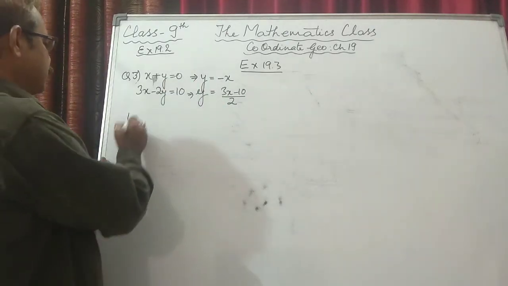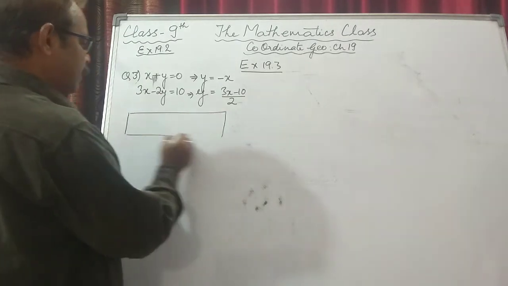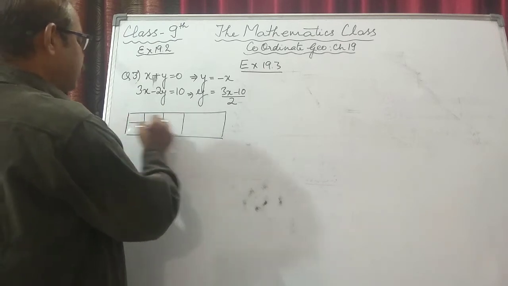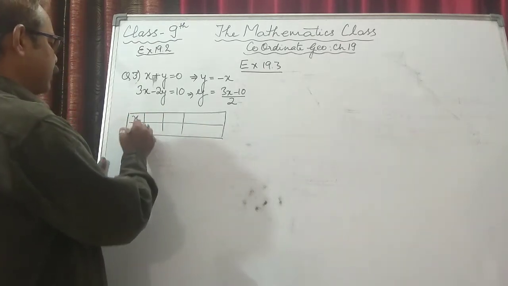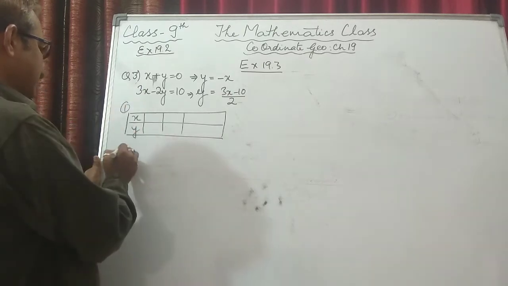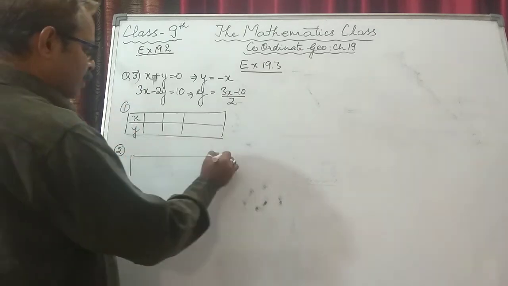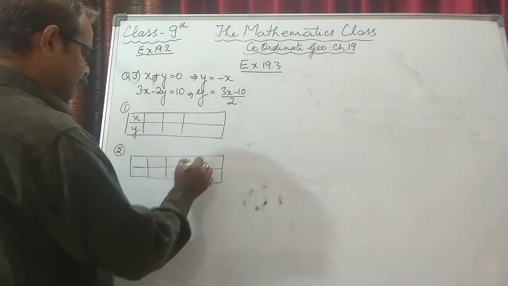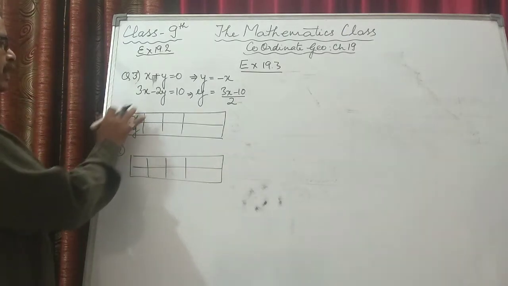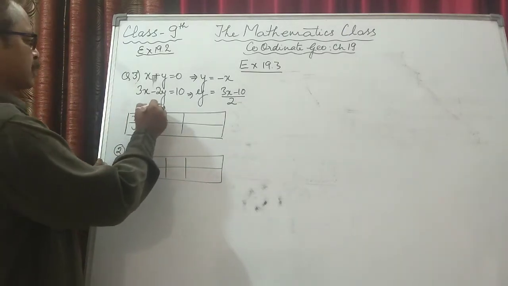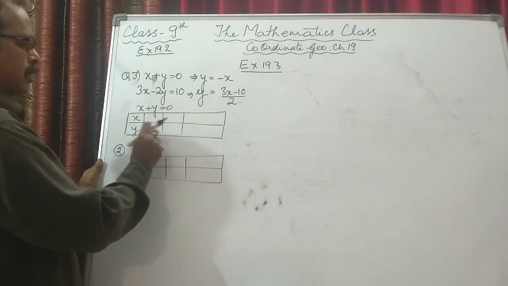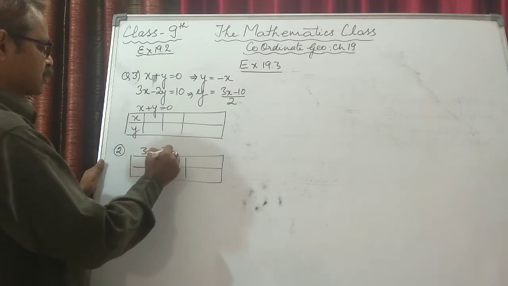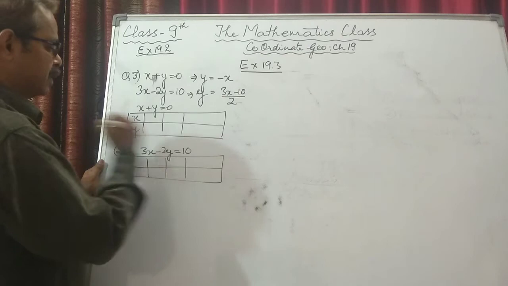Now what we do, we make the table, and that table should contain at least three different values. This is for the first equation and this table is for the second equation. Though I am writing 1 and 2, you are supposed to write the equation. Or instead of 1 and 2, I can say this is the table for x plus y is equal to 0, and this is for the second equation, that is 3x minus 2y is equal to 10.